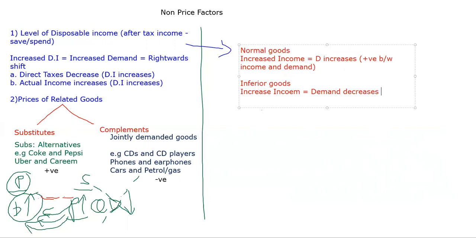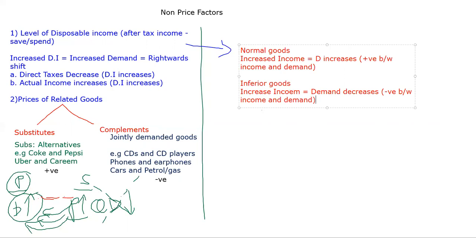Let's say you have two products, one's higher quality, one's not. You can afford to buy the high quality product at the supermarket rather than buying the low quality product. So as you become richer, you demand less of the low quality product, or of what you consider to be an inferior good. So demand decreases for an inferior good and vice versa. So there's a negative relationship between income and demand. As income increases, demand decreases.